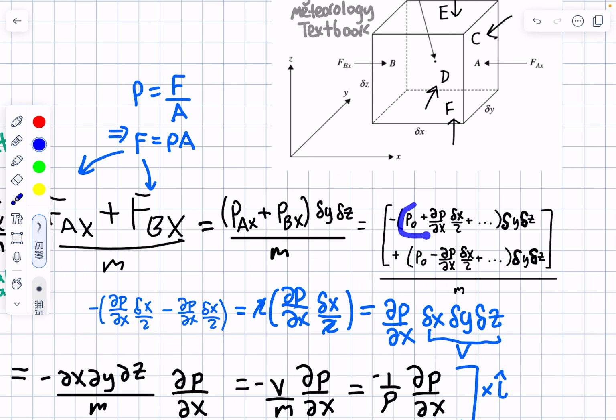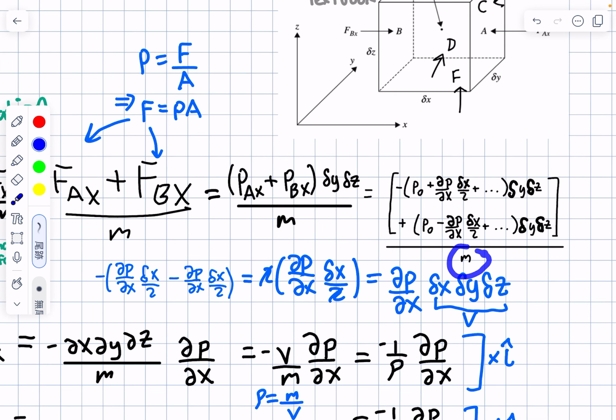And we have P naught plus partial P partial x, delta x over 2, times our area. And then the same thing here, except we have a minus sign here. If anyone knows why there's a minus sign, you can answer in the comments. I am actually not quite too sure. And of course we still kept m.